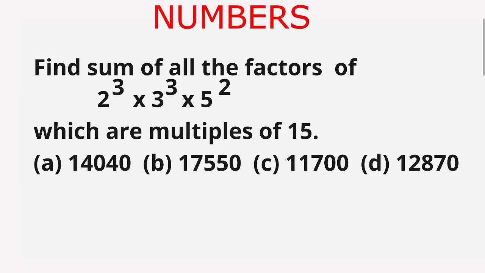Our question is, find the sum of all the factors of 2 to the power 3 multiplied by 3 to the power 3 multiplied by 5 to the power 2, which are multiples of 15. The given options are option A, 14,040, option B, 17,550, option C, 11,700, option D, 12,870.